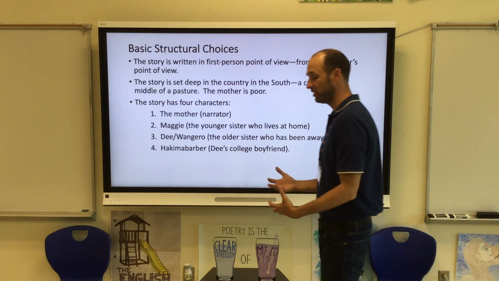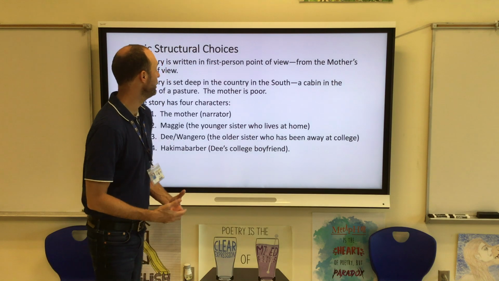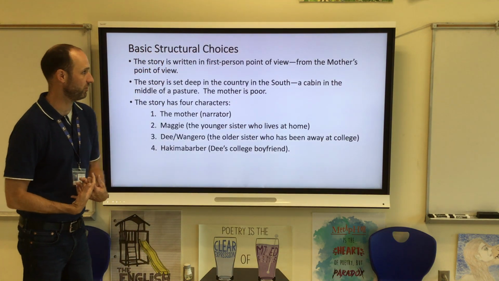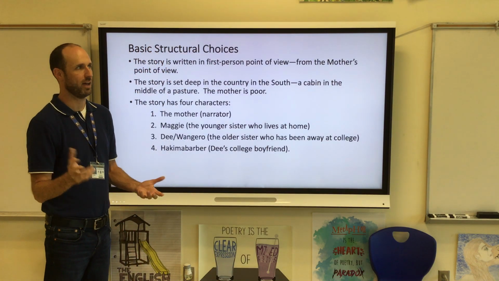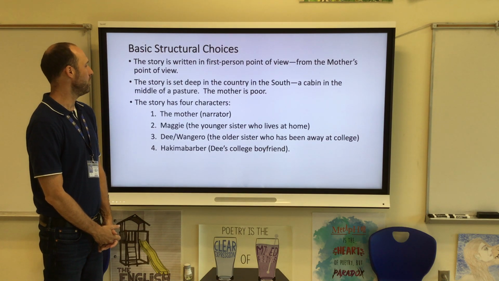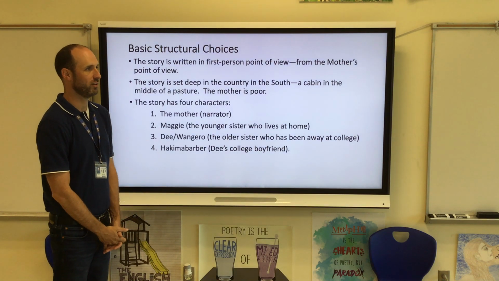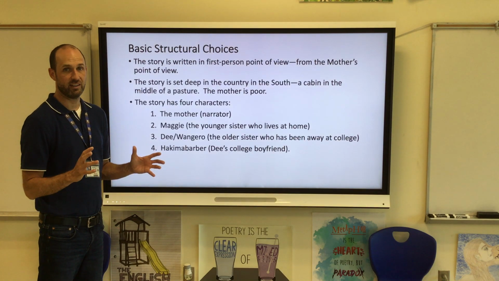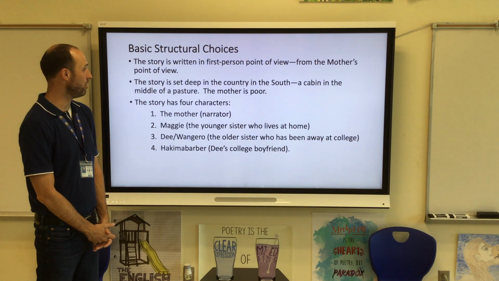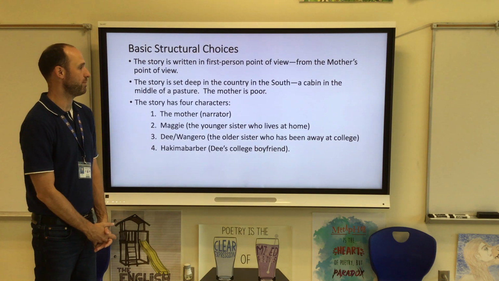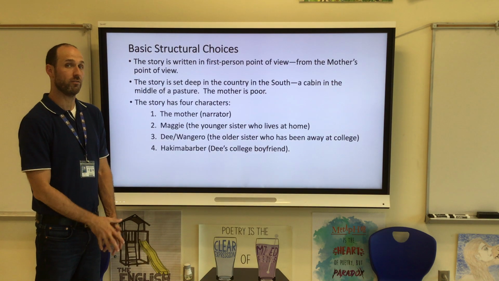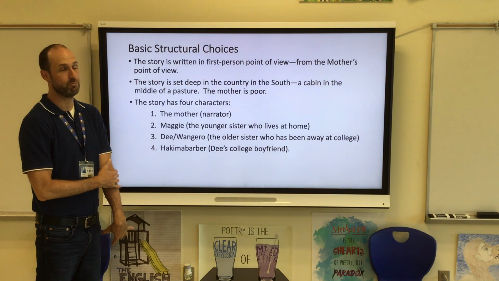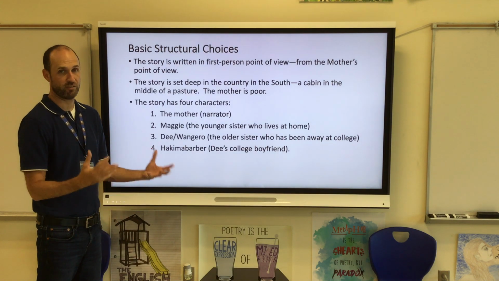When we just look at the basic structural choices that Alice Walker has made, the story is written in first person. It's the only first person story out of the three we're reading this unit. And it's written from the mother's point of view, whose last name is Johnson, and that's really all we know about her. The story is obviously set in the country, in the deep south. It's a cabin in the middle of a pasture, and this tends to be a poor family. They can't afford chairs, so they have benches made, a lot of stuff that's homemade.